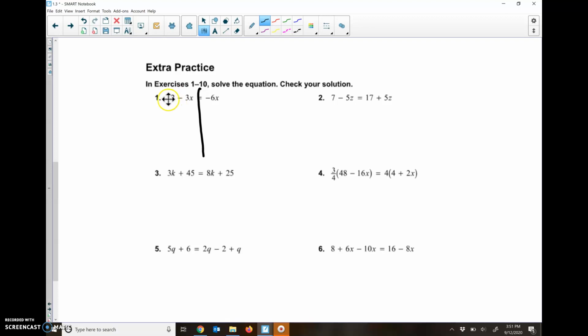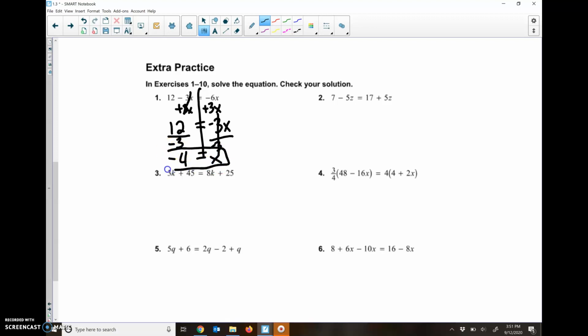So for this first one, I have one number, it's 12. It's already on the left side, by itself. So I'm going to get the 3x over to the other side. Since it's a minus 3x, I'm going to end up adding 3x to both sides. So negative 3x plus 3x cancels out, and then negative 6x plus 3x is negative 3x. So I have 12 equals negative 3x. It's negative 3 times x, so I'm going to end up dividing both sides by negative 3. So I end up with negative 4 equals x.